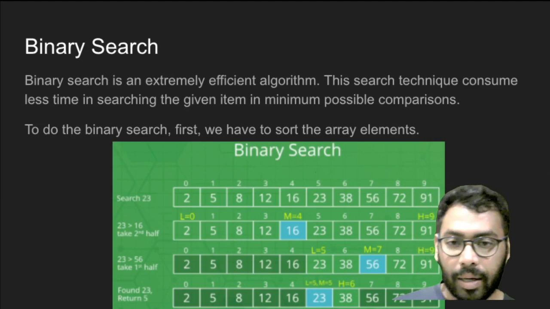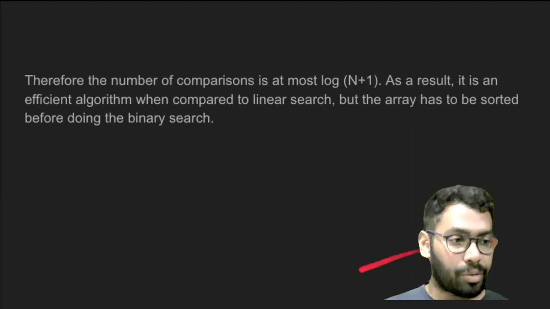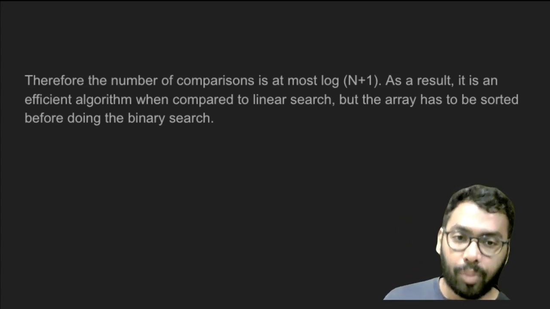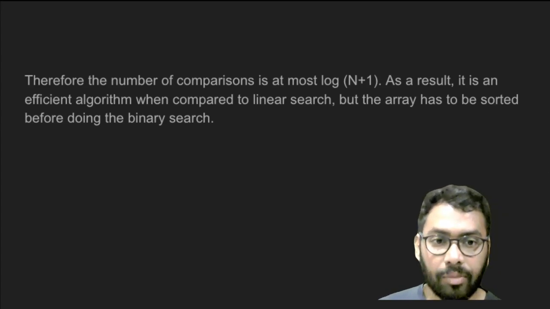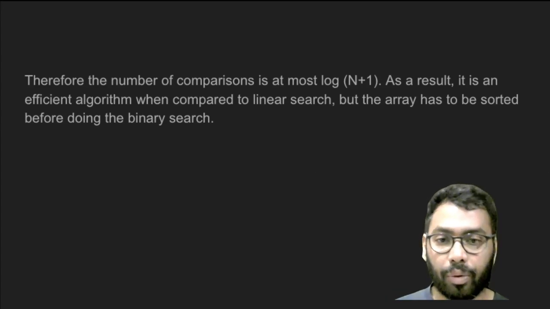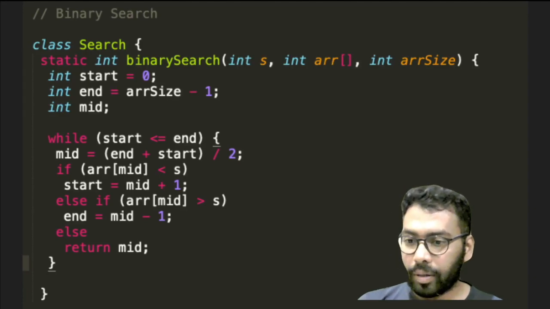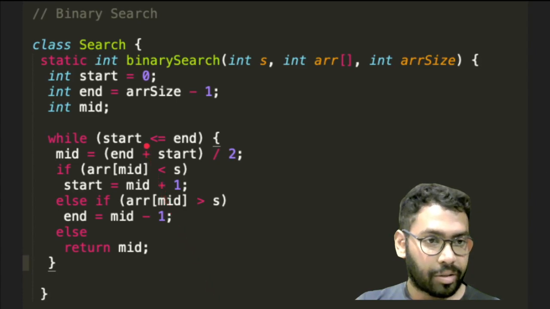In this algorithm, every time the search area is reducing. Therefore, the number of comparisons is at most log n plus 1. As a result, it is an efficient algorithm when compared to linear search, but the array has to be sorted before doing the binary search. All right, let's take a look at the implementation of a binary search algorithm in Java.